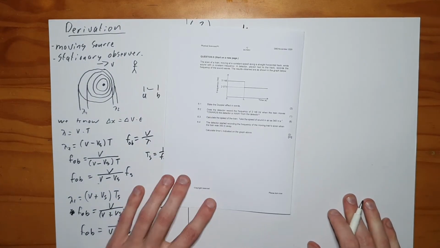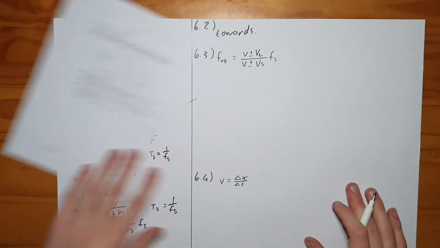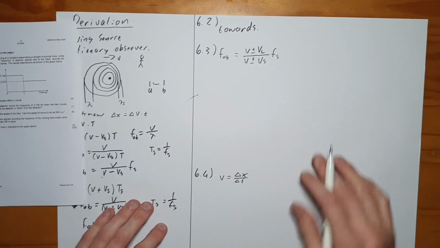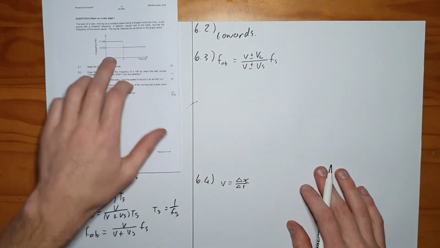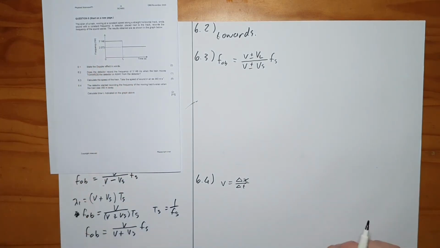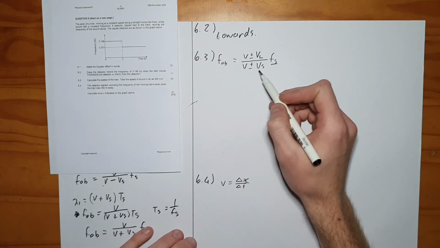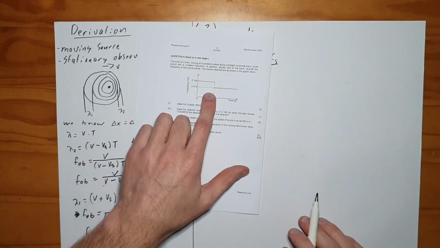Now, 6.3 says, calculate the speed of the train given that the speed of sound in air is 340 meters per second. So now we're going to use our formula over here. Note we have a stationary observer, so the velocity is going to be 0. Using the values that were given to us, we can do two equations and solve them simultaneously. We don't have the frequency of the source, because we only have the frequency observed by the detector.